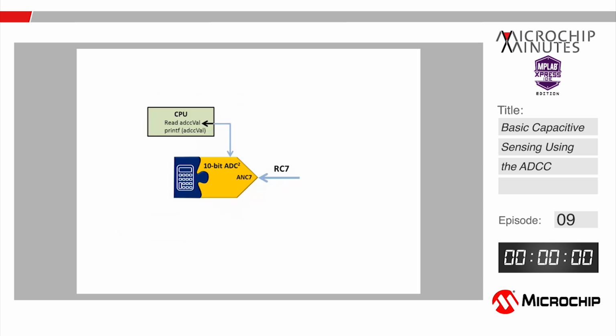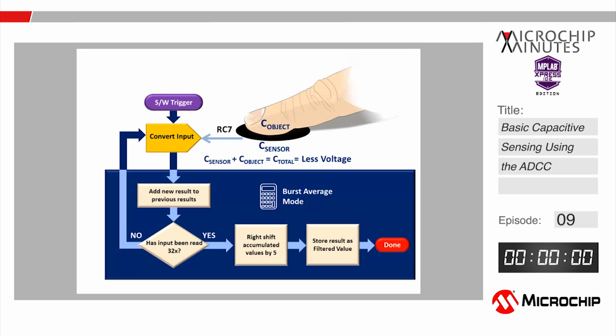Every time we trigger the analog conversion from software, a burst averaging computation feature of the ADCC will perform 32 consecutive reads of the analog input voltage. Each read will be added to the previous 32 times, and then the final accumulated value will be shifted right by 5 bit positions, and this is going to effectively divide the value by 32.